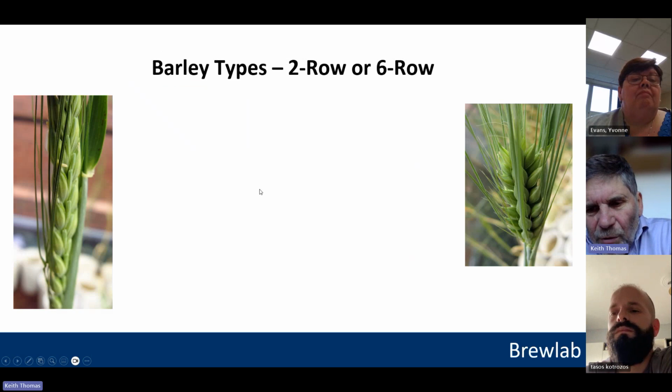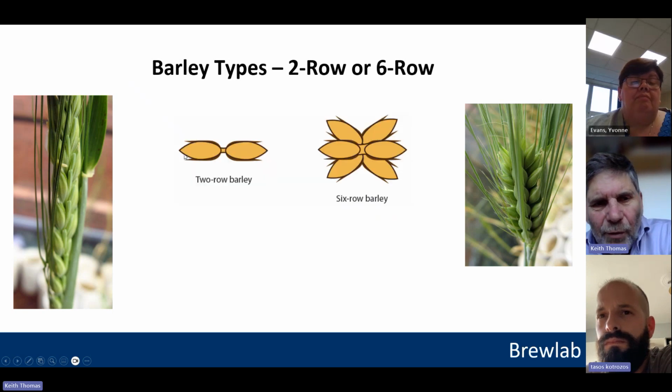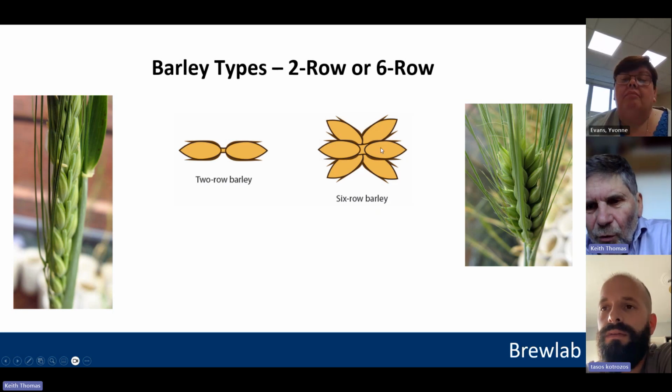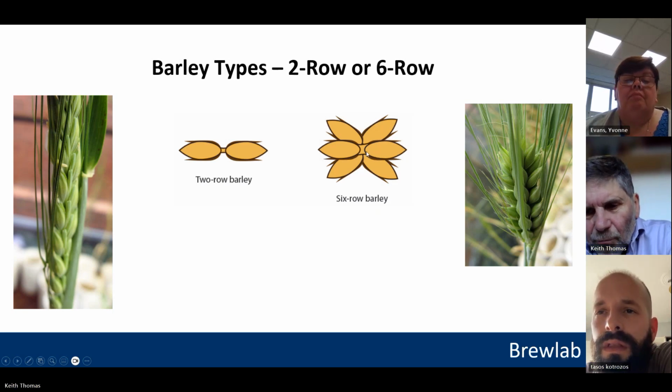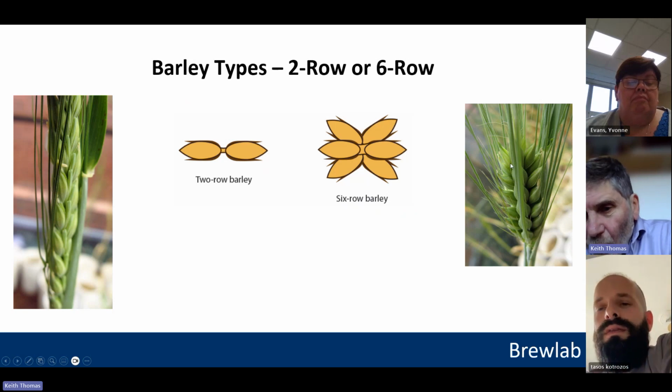Very important, as you mentioned, Tassos, is the difference between 2-row and 6-row. These are commonly available. 2-row has only 2 rows of the barley opposite each other. 6-row has 6 all the way round. Only 2 flowers are fertile in the 2-row, and in the 6-row, 6 flowers are fertile. If you look down on the top, you can see 1, 2, 3 rows there and 3 more at the back.